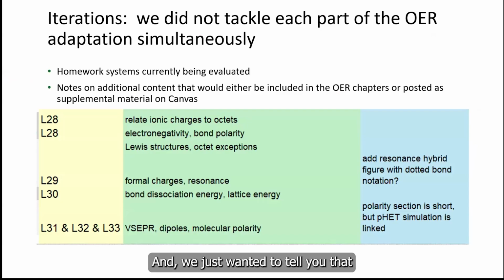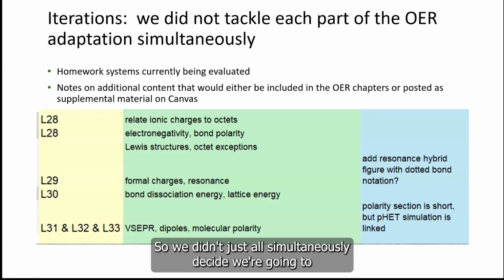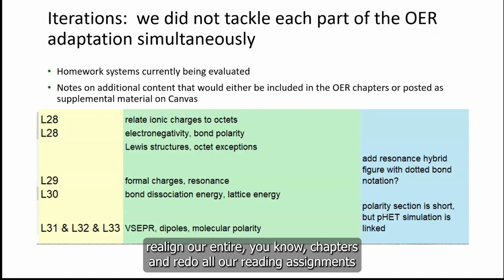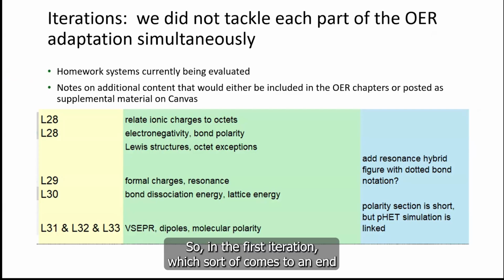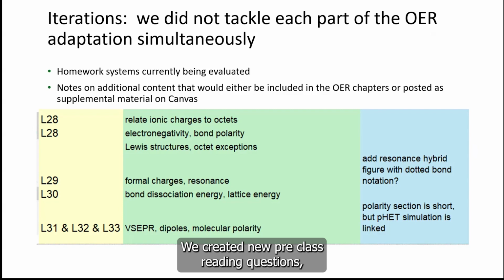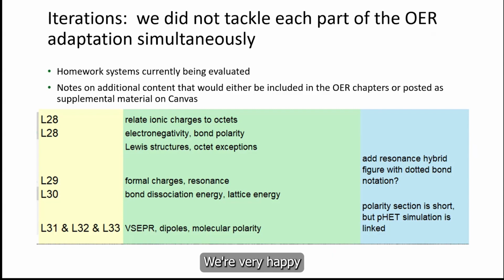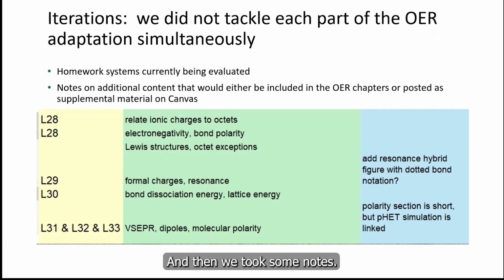And we just wanted to tell you that we didn't do every part of this in the very first semester. So we didn't just all simultaneously decide we're going to realign our entire chapters and redo all our reading assignments and re-import all our links and do a new homework system. We decided to phase it in. So in the first iteration, which comes to an end at the end of the spring, we did the alignment for the chapters. We created new pre-class reading questions, which Ezra already mentioned. We're very happy to share with anybody who can use a Canvas cartridge. And then we took some notes.